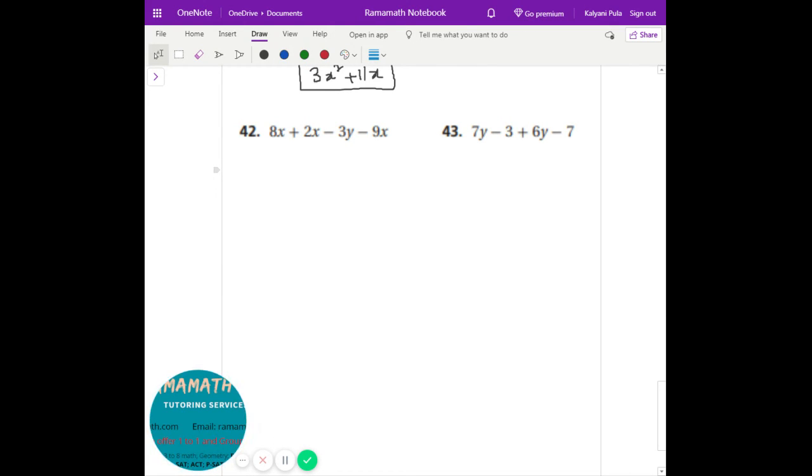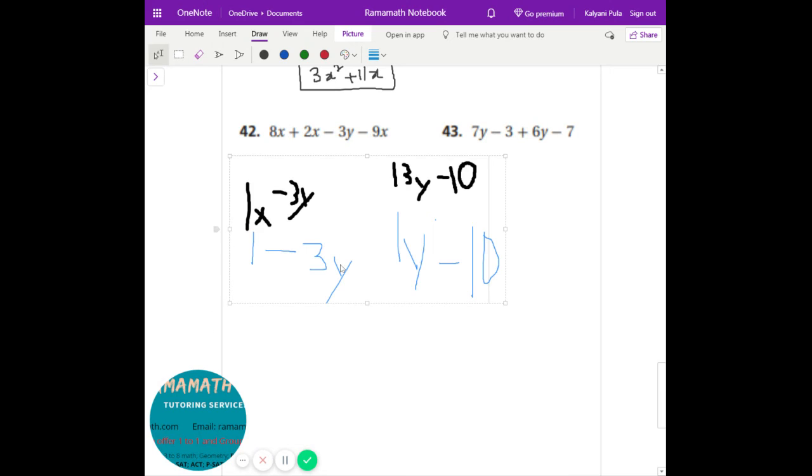Try number 42 and 43. Try these two. You guys can check that one.